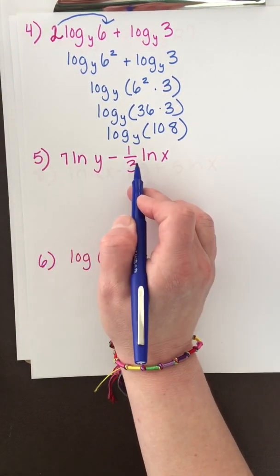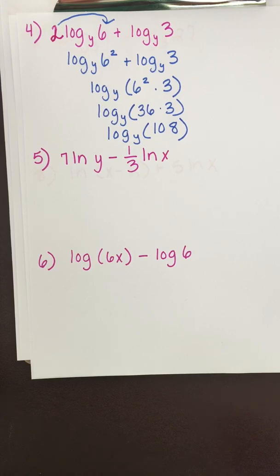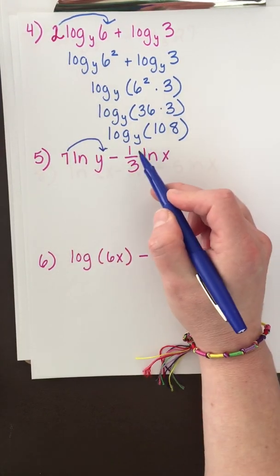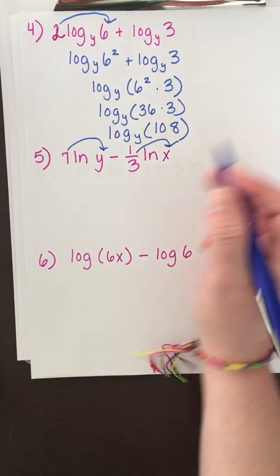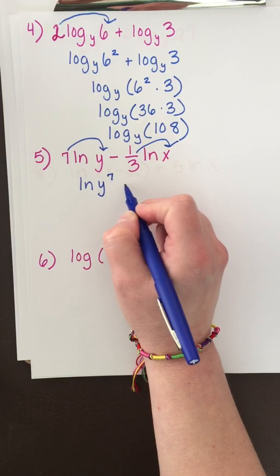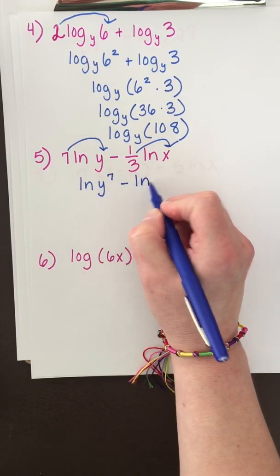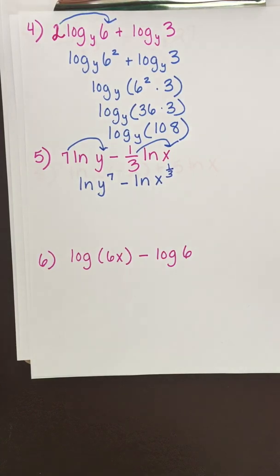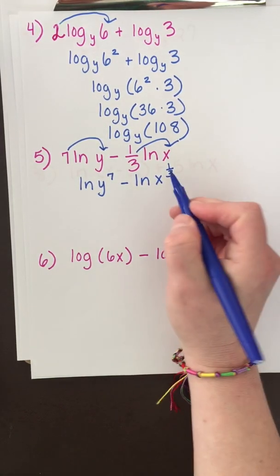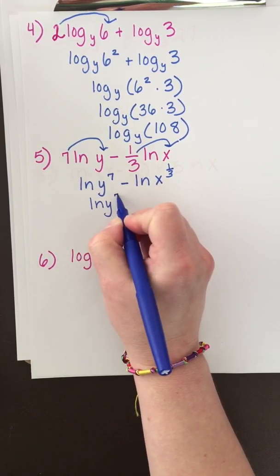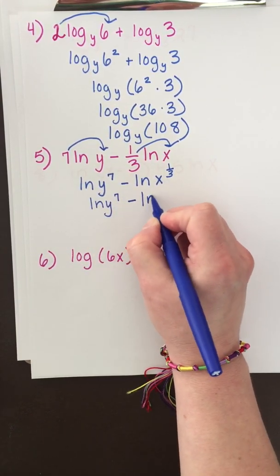We have a 7 and a 1/3 for a coefficient, so we got to handle that business first. So I'm going to move the 7 for a power and the 1/3. So that'll be the natural log of y to the 7th minus the natural log of x to the 1/3. Now we don't generally leave our exponents as fractions, so let's change that to a radical.